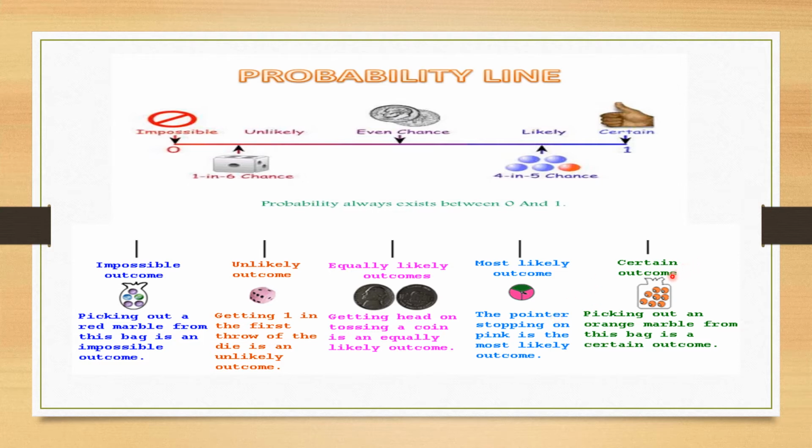And a certain outcome is like taking out an orange marble from a box where all the marbles are of orange color. That is a certain outcome, because definitely you will get an orange marble out.